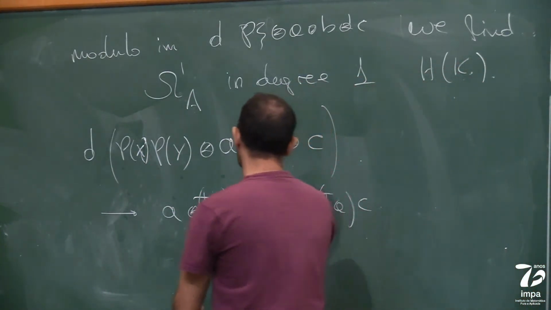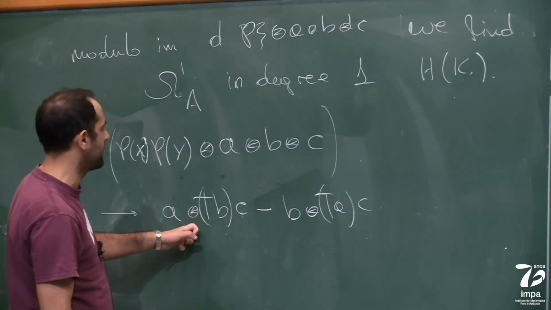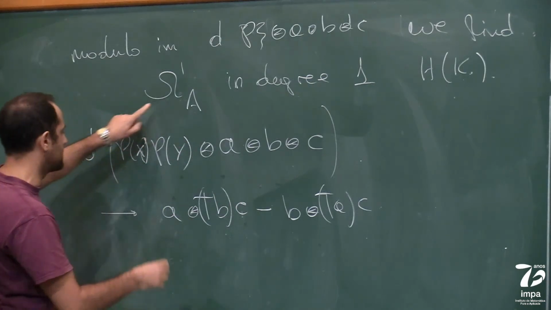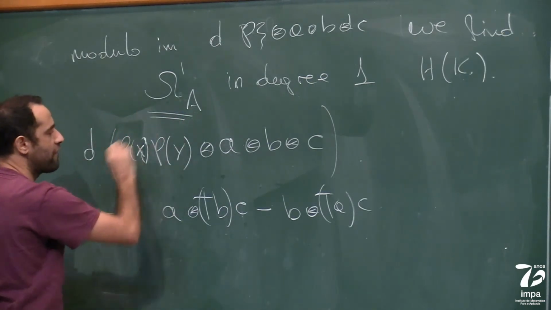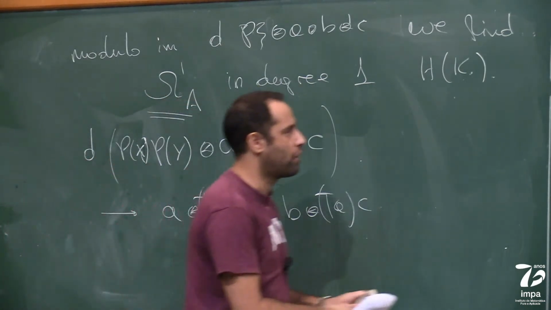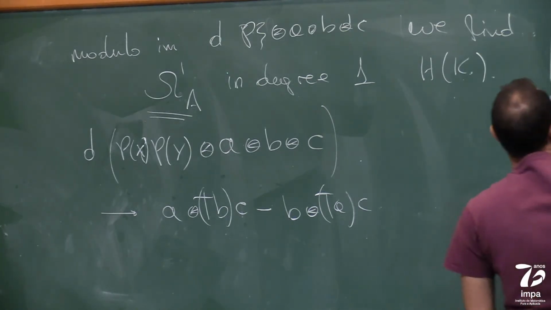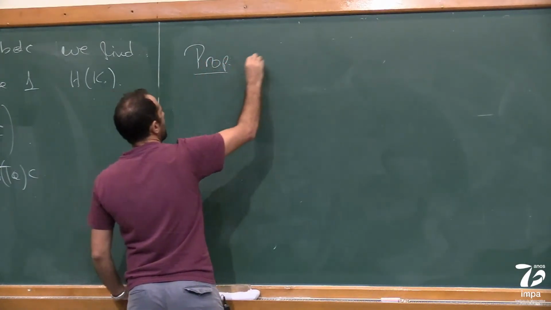So when I identified in A tensor A squared the subspace, the quotient, which is omega 1 of A, I see the following. We've proven the following proposition.